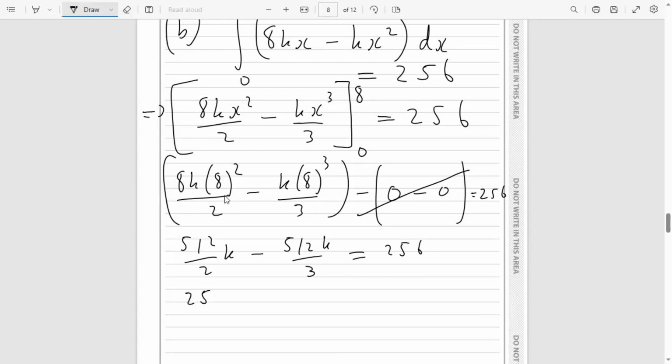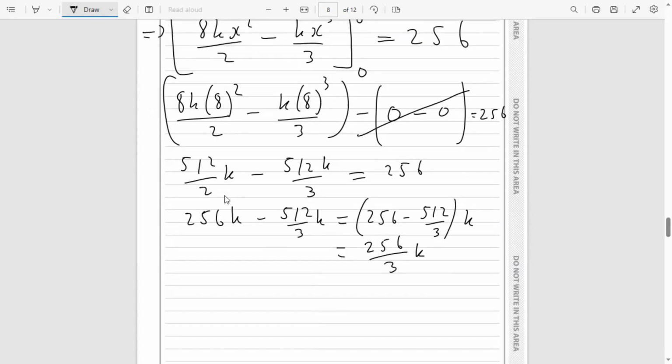So we've got 512 over 2, which is 256, so 256k, take away 512 over 3 k, which is equal to 256. Do that on the calculator: 256 take away 512 divided by 3. I get 256 over 3, so 256 over 3 times k. And this is our integral, the area under the curve. But remember, the area under the curve needs to be exactly equal to the total frequency of 256.